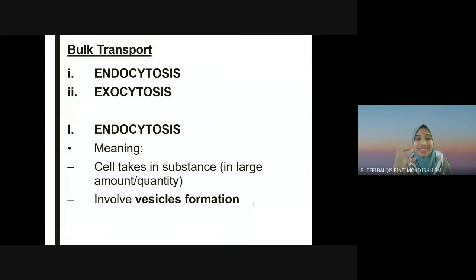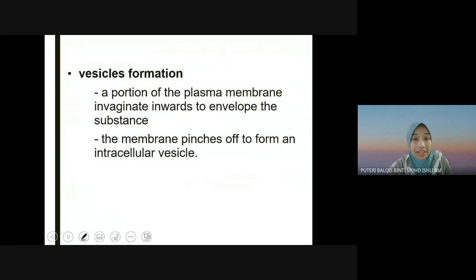Endocytosis, cells take in substance. Dia bawa masuk. Okay, cell ambil bawa masuk dalam sel. So it involves vesicle formation. So how is the vesicle formed? Vesicle is formed due to invagination of plasma membrane. Okay, invagination of plasma membrane.